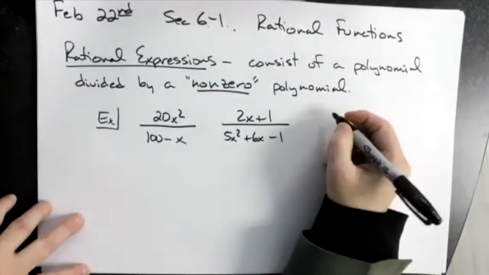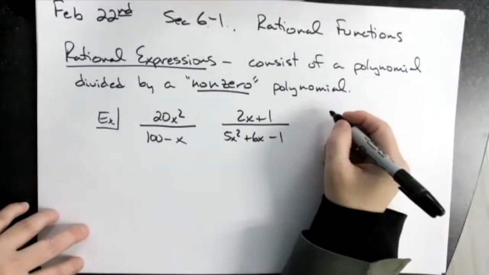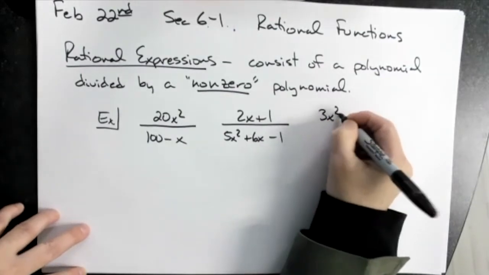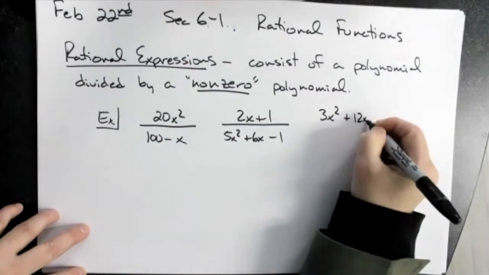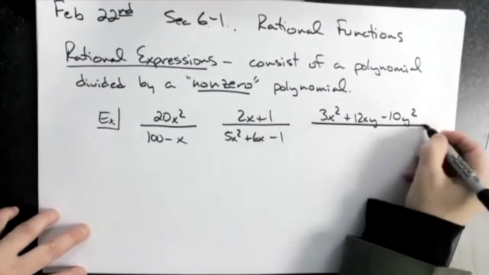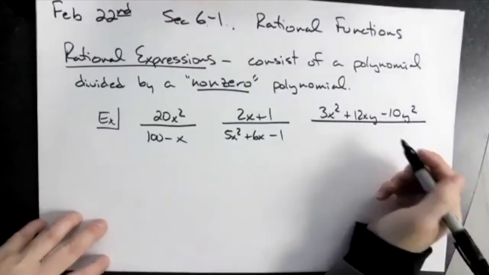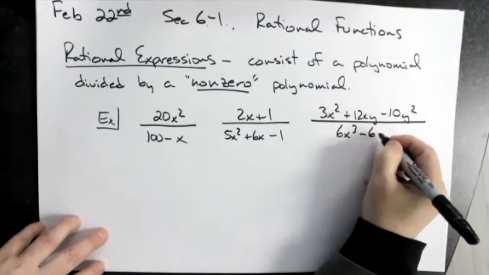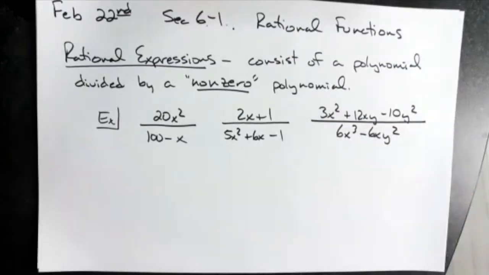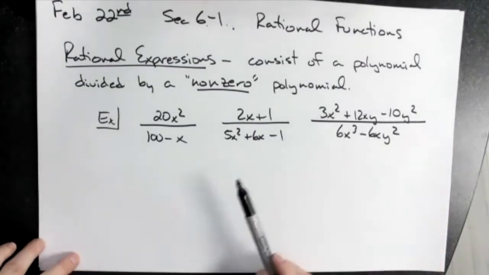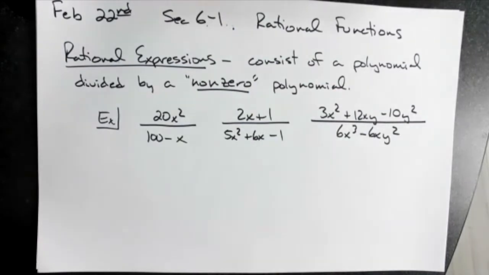All right, the third, I'm trying to get the most complicated one we could encounter, maybe 3x squared plus 12xy minus 10y squared, trying to set this up a little bit nicer to what we're used to seeing, over 6x to the third minus 6xy squared. Okay, and hopefully in that one, the way I wrote that, at the top you recognize a trinomial that we learned how to factor in the last chapter.